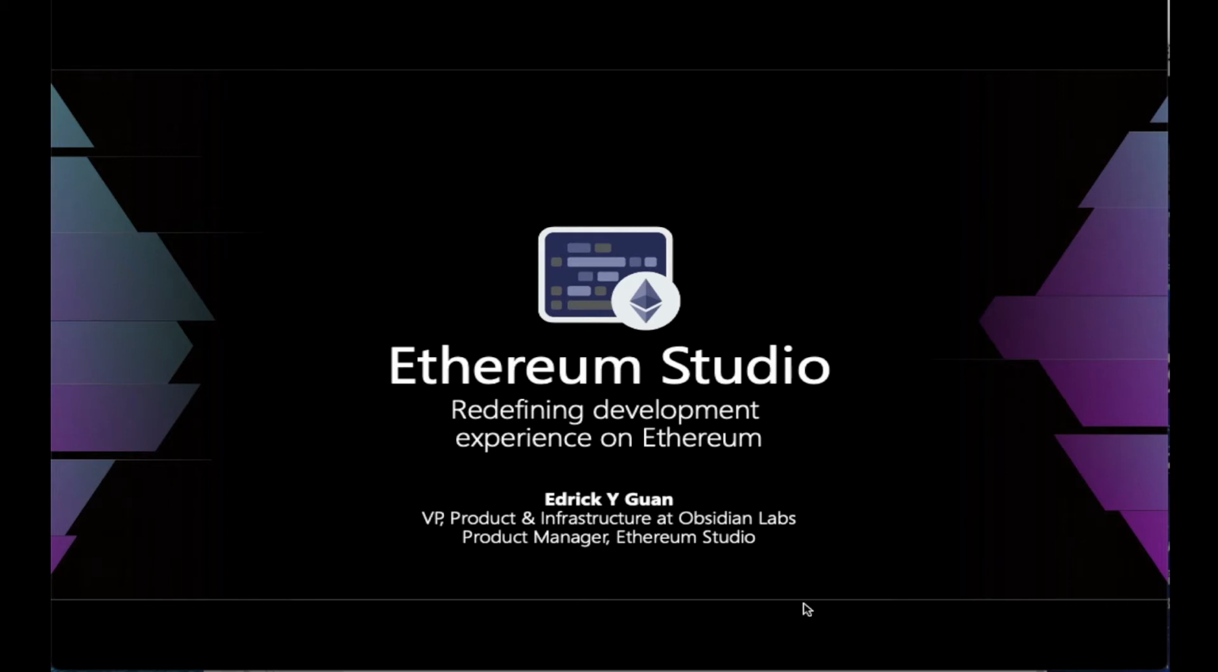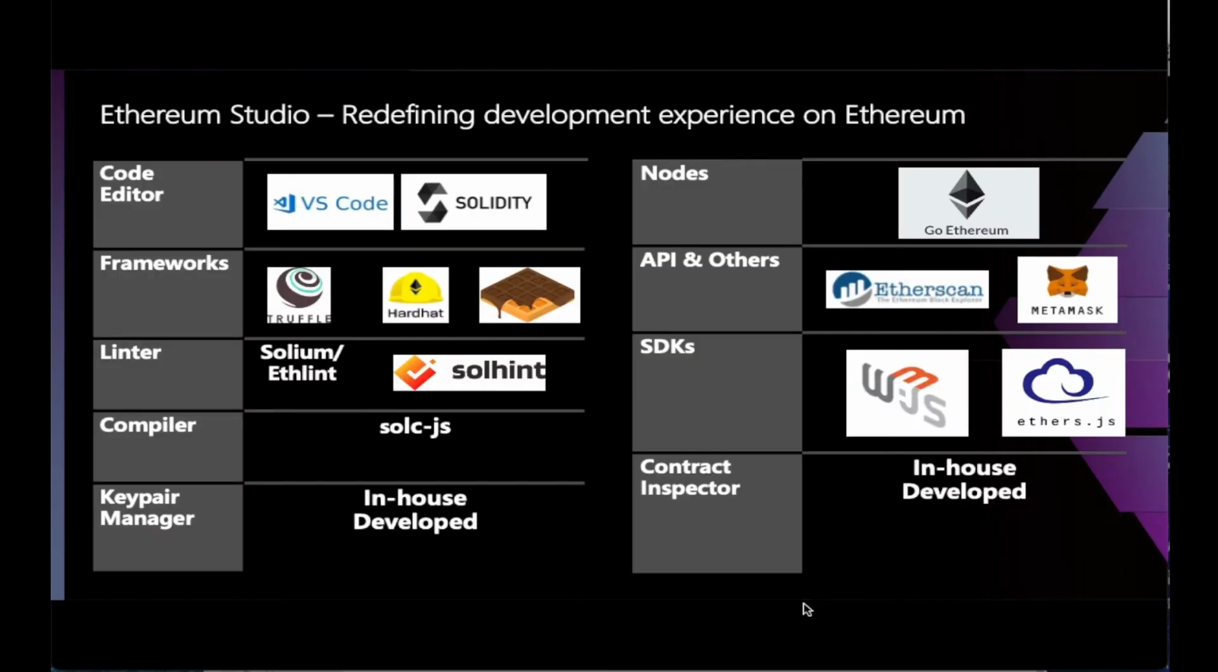It integrates all necessary tools throughout the smart contract development flow and stacks some of the most favorite tools in it. For example, a code editor based on VS Code and Solidity language support, and native support for Truffle, Hardhat, and Waffle frameworks. It also has a Geth node and the Ethers.js library to run and connect to the Ethereum networks, which include testnets and the mainnet. We also built a key pair manager and a contract inspector so that developers can easily interact with the deployed smart contract.